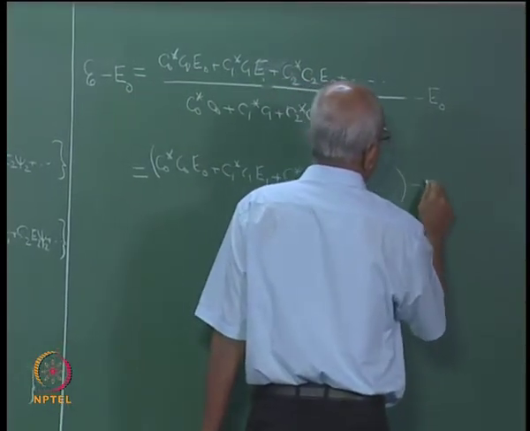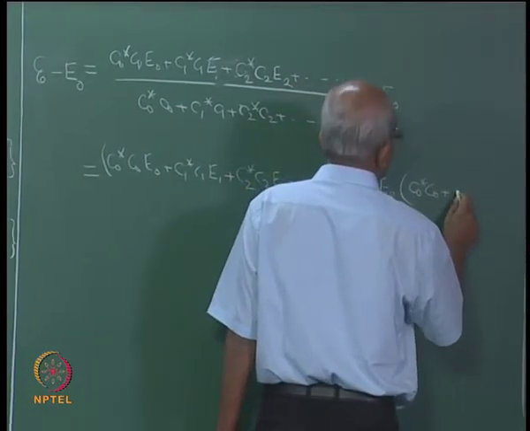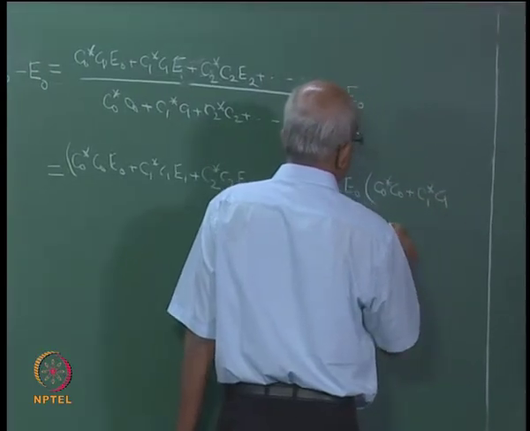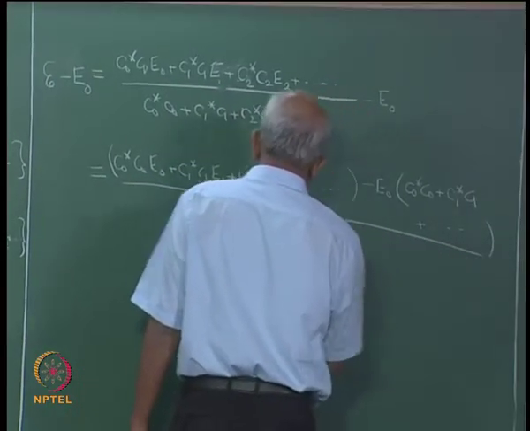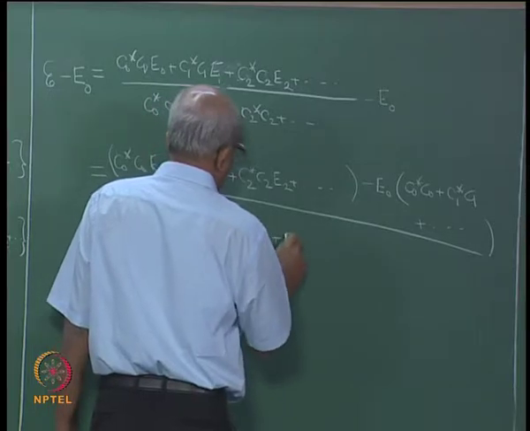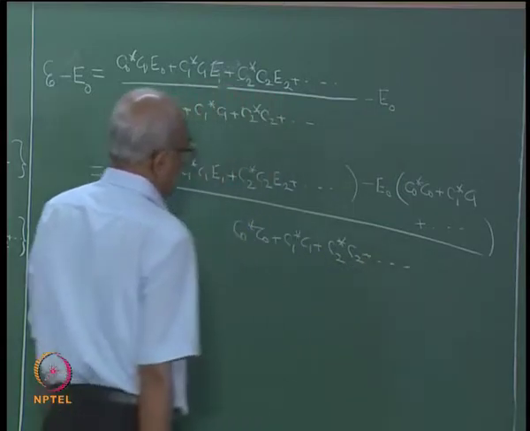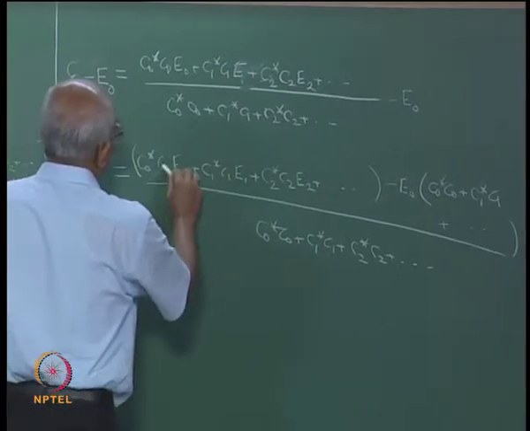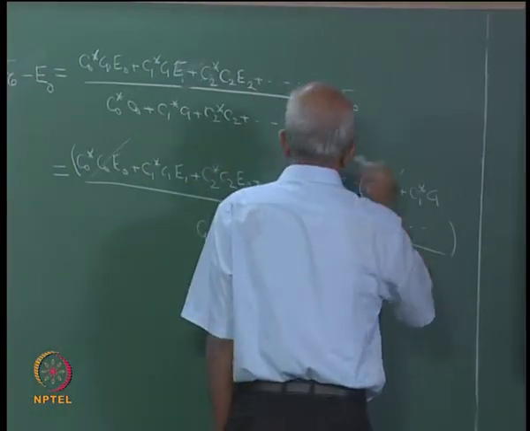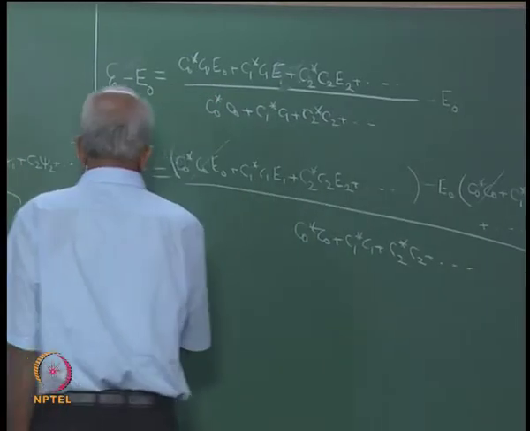Minus E0 times C0 star C0 plus C1 star C1 plus etc., divided by the denominator. So, actually it is very clear that this term and that term will cancel each other. One term actually cancels and you are left with the remaining terms.